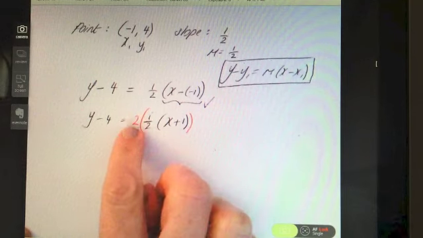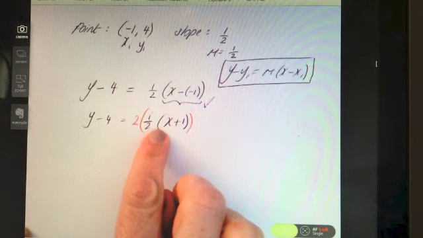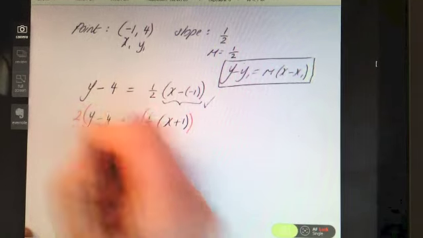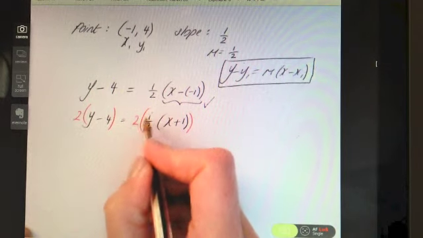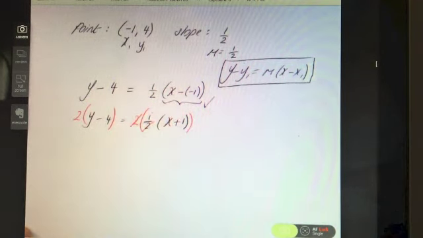Now, if I multiply this right-hand side by 2, which is what I'm doing here, I have got to multiply the left-hand side by 2 as well. And what that now allows me to do is 2 times a half, that will cancel with that.